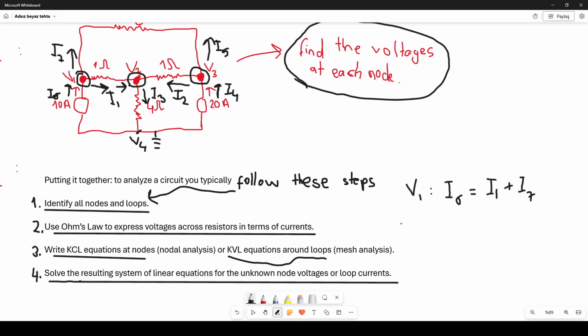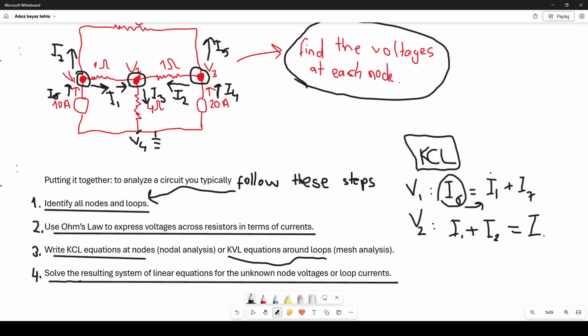And how about at node V2? So I apply Kirchhoff's current law. At each node, I know that the algebraic sum must be equal to 0. And how can I understand it? If I move I6 here to the right hand side, then this is equal to 0, right? And at node 2, what are the incoming currents? I1 and I2 are the incoming currents, so I1 plus I2 should be equal to the outgoing current, which is I3 in this case. So this is the second equation in terms of the currents.